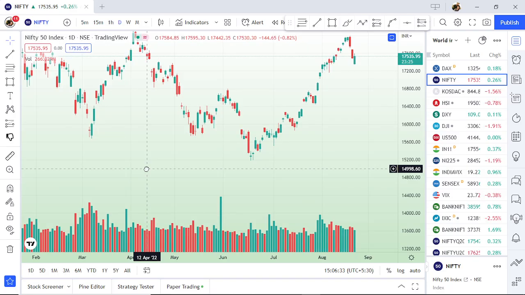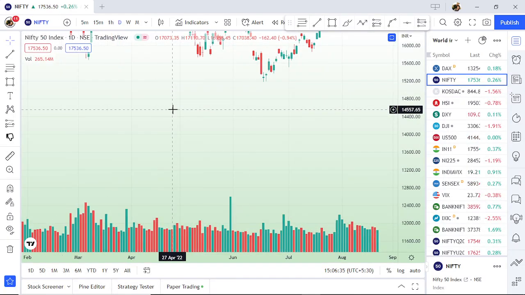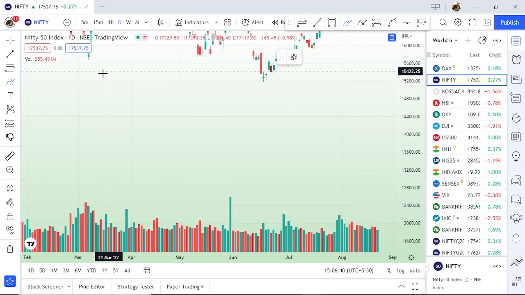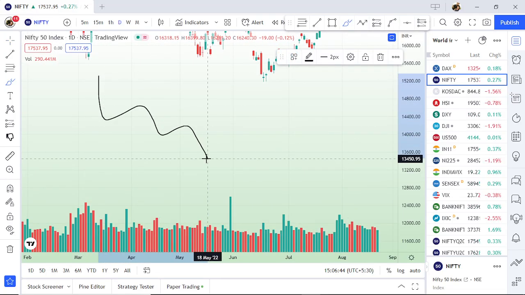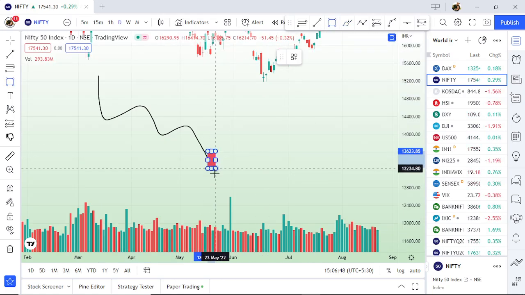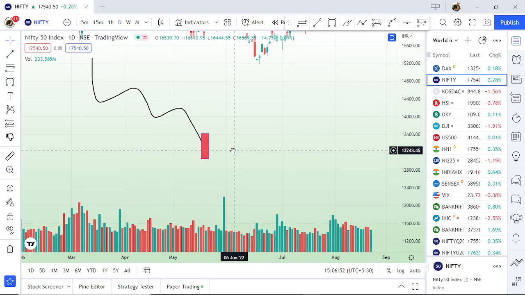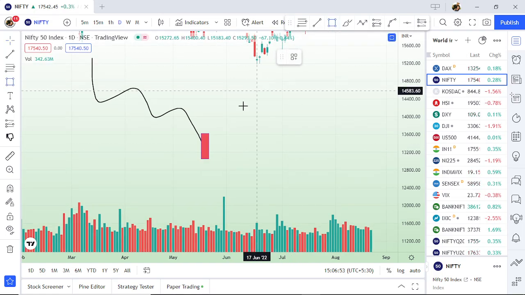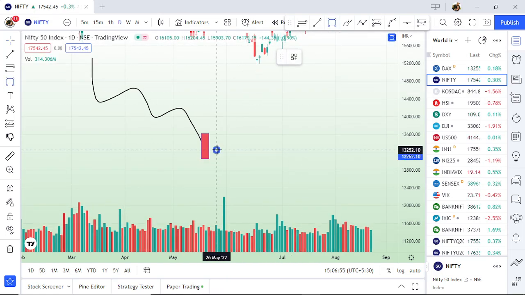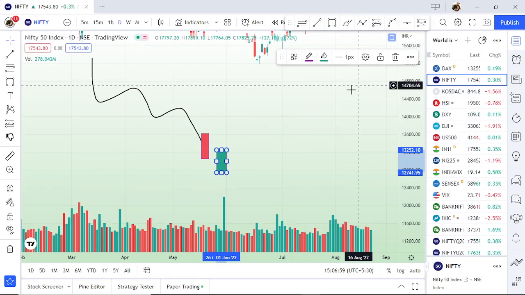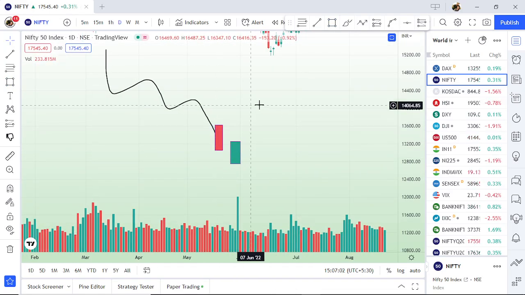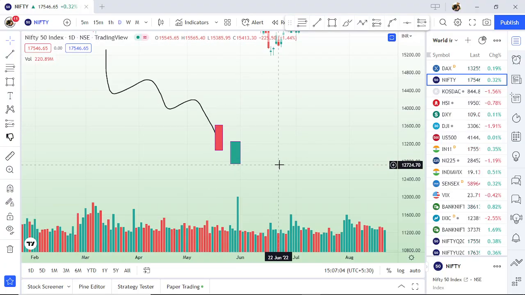What does a piercing candle look like? When should we trade a piercing candle? Remember this, listen to this. Piercing candles are traded in a downtrend. In a downtrend you will see a red candle. Assume this is a red candle. So how does a piercing candle form? A piercing candle is like this, and it is green. So this type of candle is called a piercing candle.